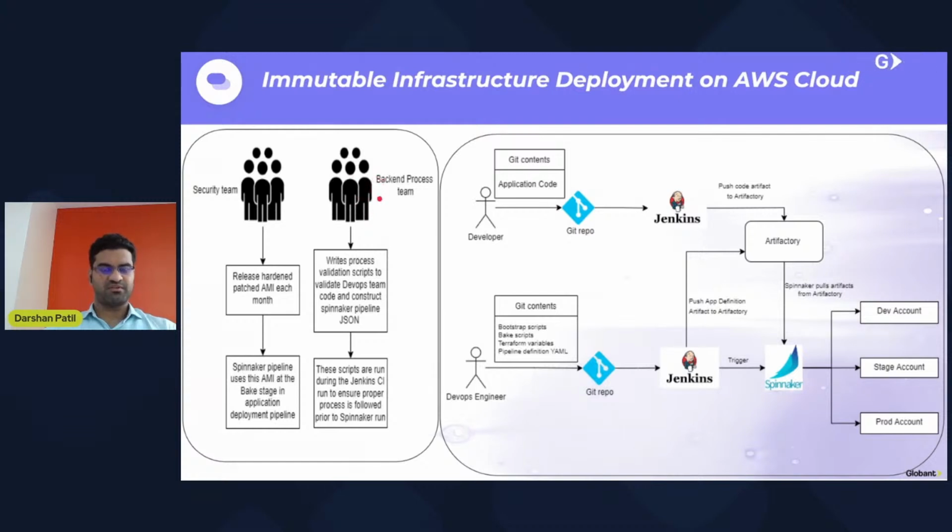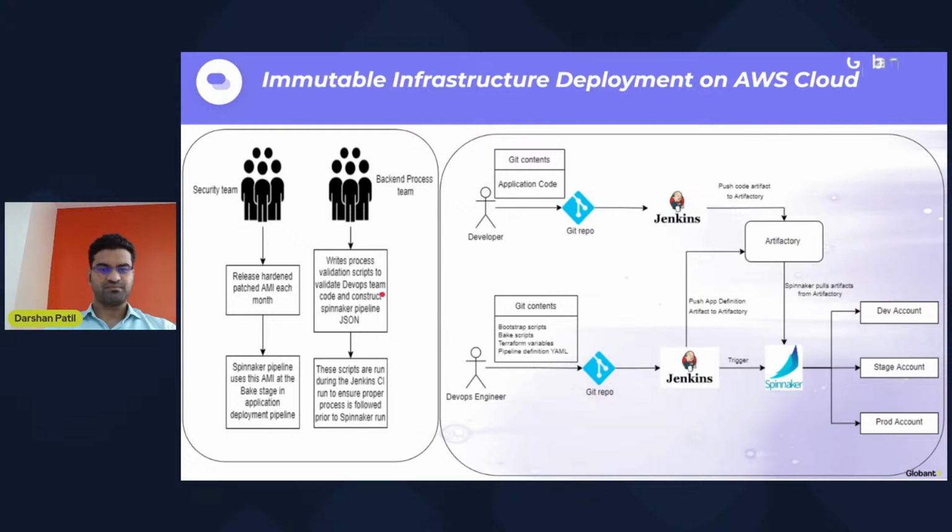So you have a backend process team which will write all those validation scripts required for your Jenkins. So those validation scripts will validate your DevOps team's scripts, whether those are in correct format or not, whether those scripts or the YAML files adhere to the organization level policies or not. Okay, this is like a firewall or the validation.